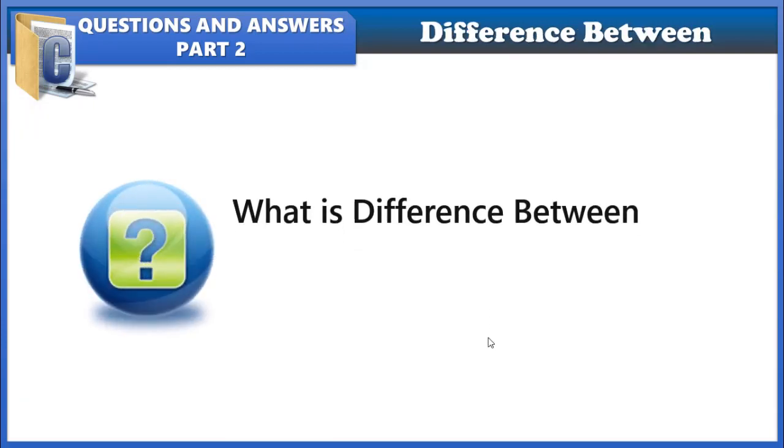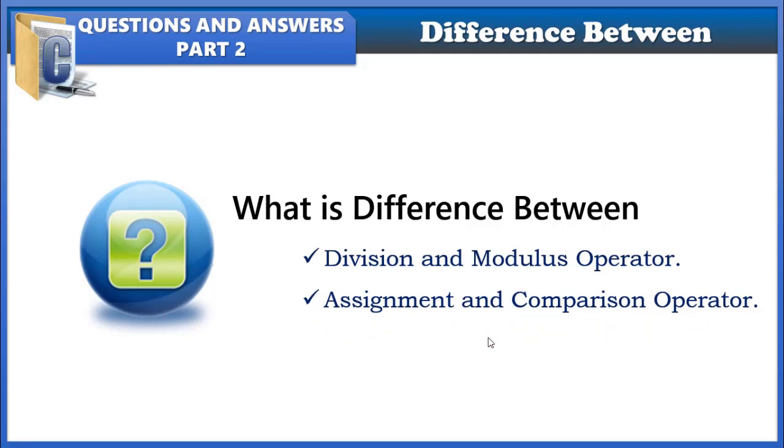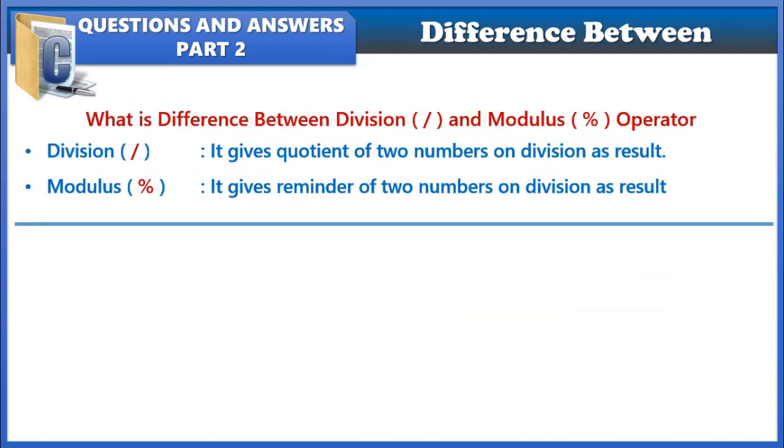Next we will discuss the difference between division and modulus operators, and second, assignment and comparison operators in C. Even though this question seems very easy, lots of students make mistakes while using these operators. So let's understand the purpose of using these operators. First we will discuss the difference between division and modulus operator. The division operator gives the quotient of two numbers on division as a result, whereas the modulus operator gives the remainder of two numbers on division as a result.